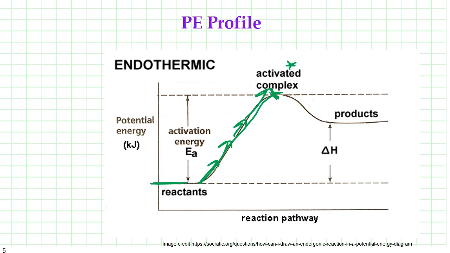That's the activated complex. When we form the new bonds in the products, of course, we're going to release some energy because the products are going to be more stable than this activated complex. And so we're going to have a reduction in energy going from the activated complex down to the products. Since we do have more energy in the products than in the reactants, this is a positive delta H. This is an endothermic reaction.